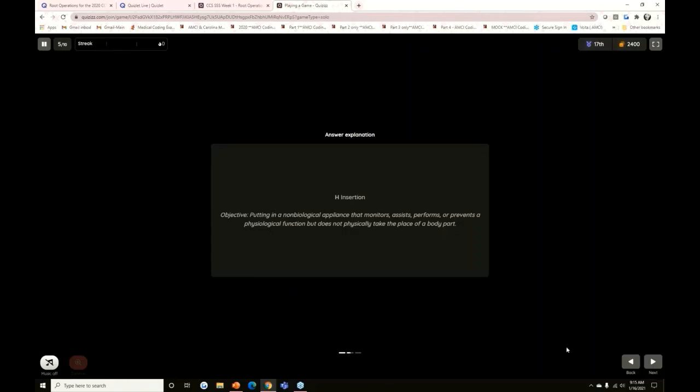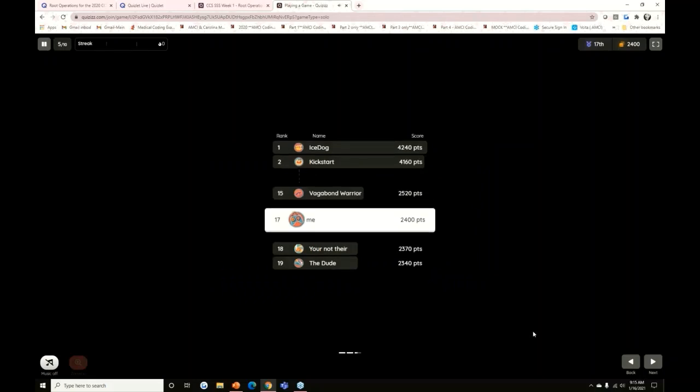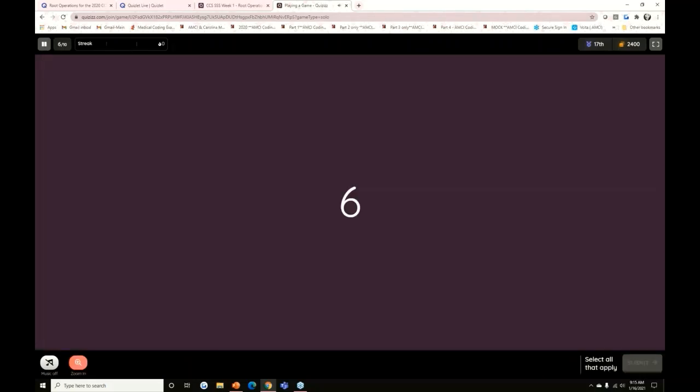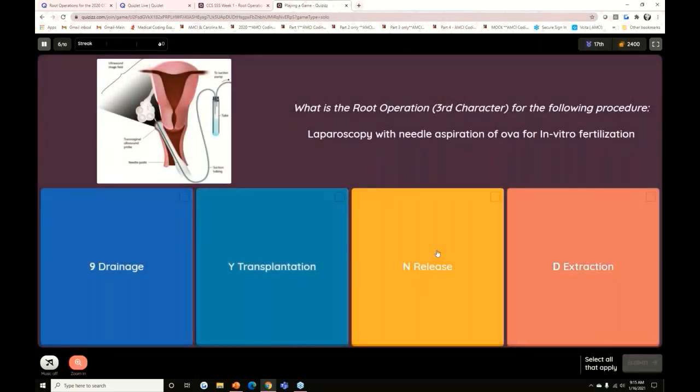All right, so that is insertion, putting in a non-biological appliance that monitors, assists, performs. Okay, sorry. I think we will review these another time. Sorry, coders. I didn't realize it went by that quickly.